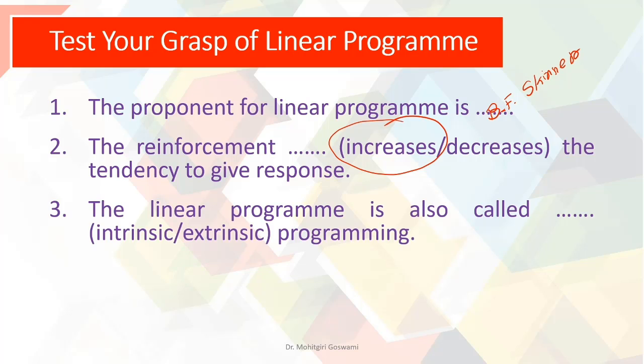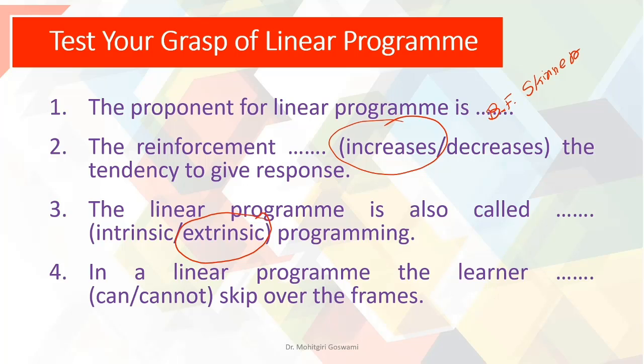The linear program is also called blank programming. Yes, it is also called extrinsic programming. The second name of the linear program is extrinsic program. In a linear program, the learner blank skip over the frames. Yes, the learner cannot skip over the frames in linear programming. Every learner must go through each of the frames. They cannot skip any single frame.